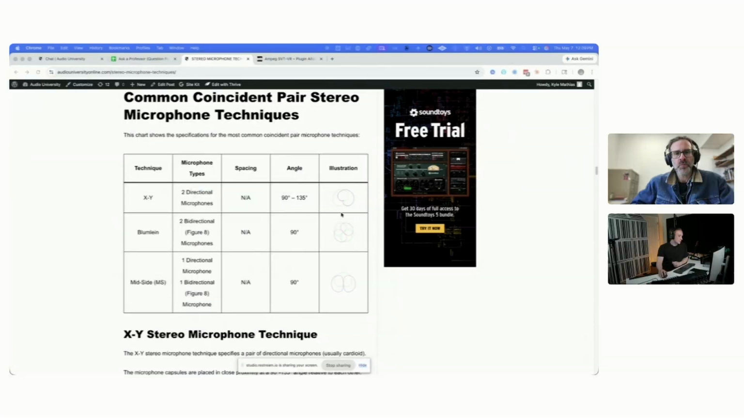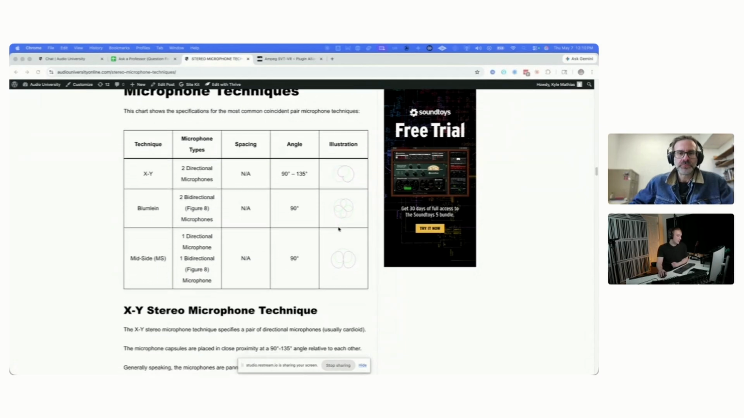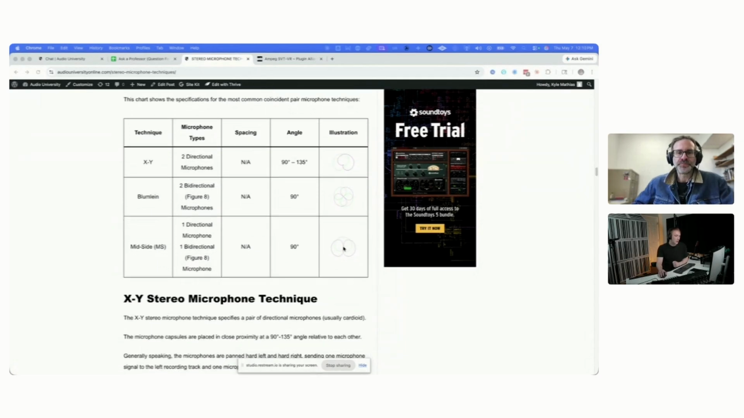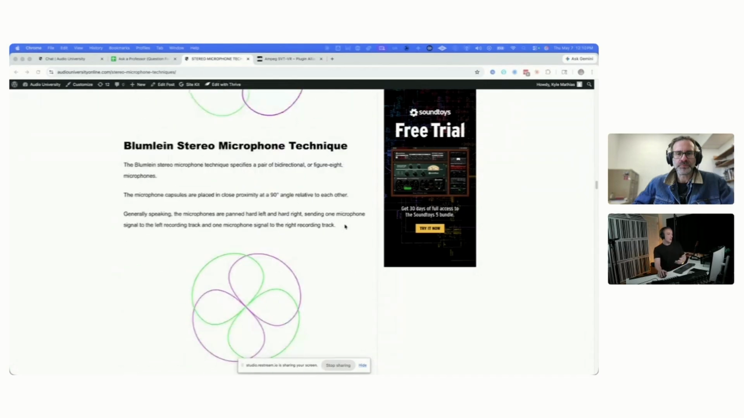I've got this blog post from a few years ago that has some charts, and it talks about XY, where these are two cardioids placed at virtually the same position and pointed 90 degrees off one another. And you've got Blumlein, which is basically the same thing with bidirectional mics, and mid-side with a cardioid and a bidirectional. And there are many others.